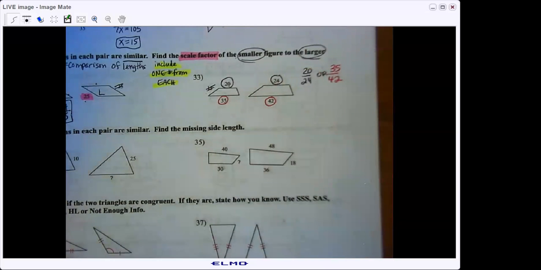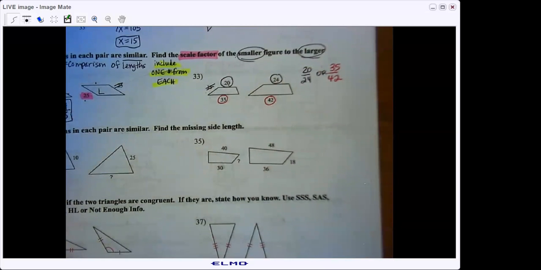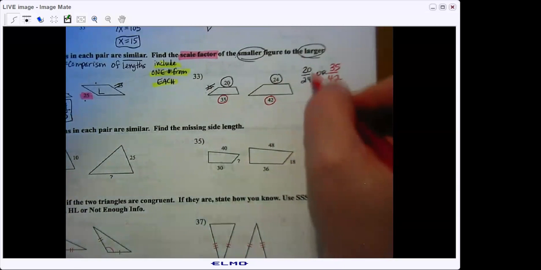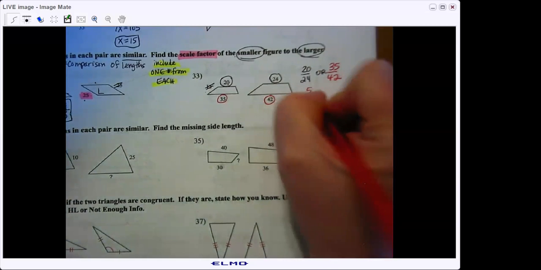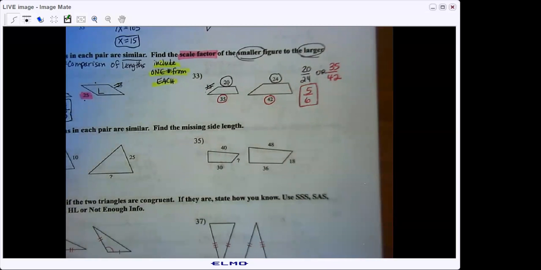They won't ask you to do both on a quiz, but you could use either one to get your simplified answer. Reducing this one by 4s and this one by 7, I would get 5 over 6. If you said I don't know, could you please tell me if you understand it better now? There's like 5 of you. Okay, good.